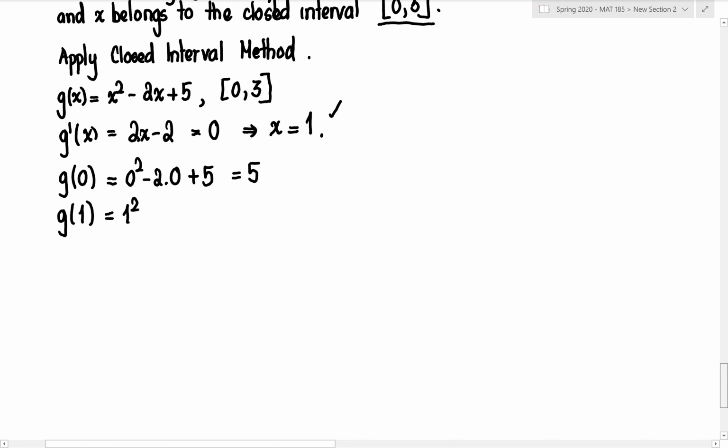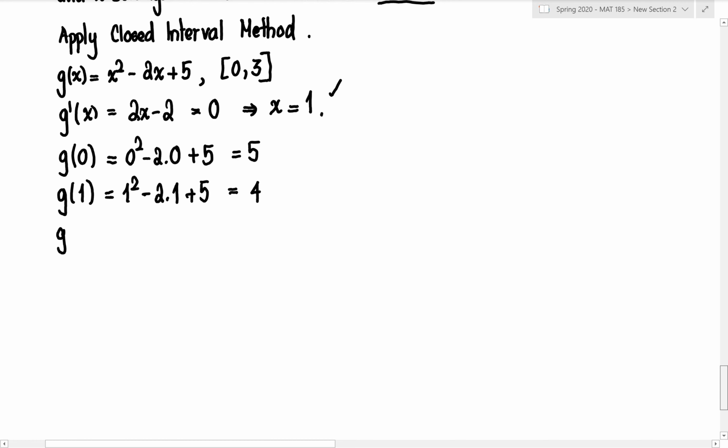So I get 1 squared minus 2 times 1 plus 5, which is going to equal 4. And then g of 3 is going to be 3 squared minus 6, which is 3, plus 5, which is 8. So those are the candidates for our global max and global min on the region R here.